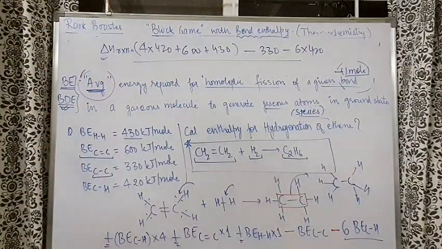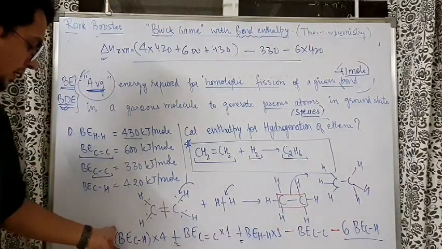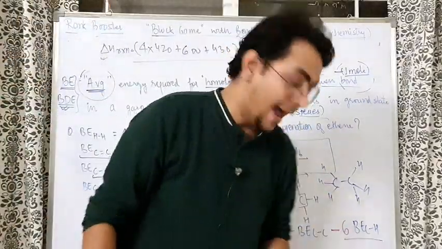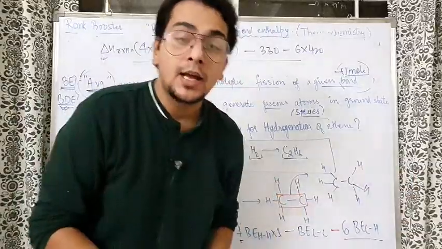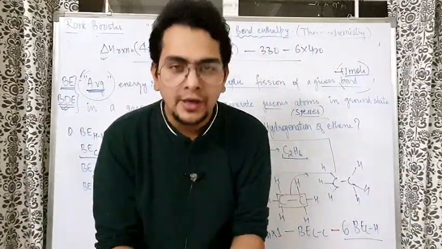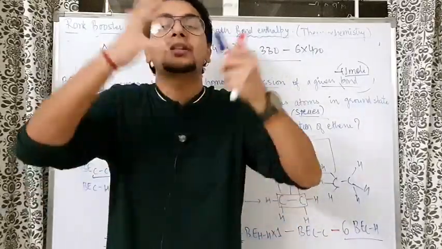So as I said, I did not apply anything. So if some people see, they will say, sir, this is the same. You are doing the bond enthalpy of the reactant minus product. Yes, I did reactant minus product, but I did not make you mug up that. I just told you what you already know. For breaking the bond, energy required. For forming the bond, energy released.